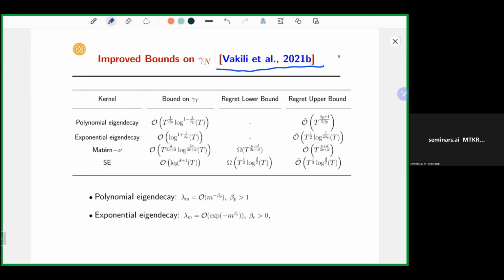This table provides a summary of the results. The bounds on the information gain depend on the eigendecay, or the decay of the eigenvalues of the kernel. We can consider two general cases. Where the eigenvalues decay at a polynomial rate, the upper bound on the information gain has a polynomial dependence on the number of observations. And when the eigenvalues decay exponentially, the upper bound on the information gain is logarithmic in the number of observations. We can also see a specialization for two cases, the Matern and squared exponential kernels, which are the most popular kernels in practice.